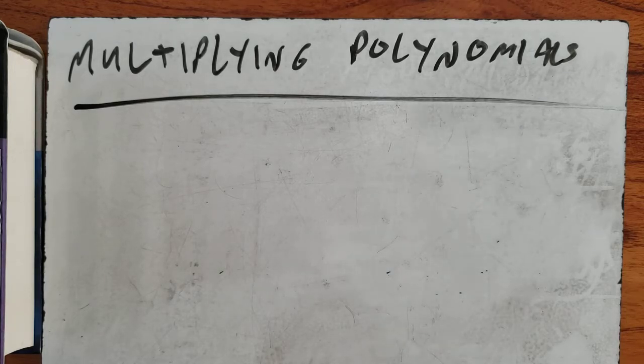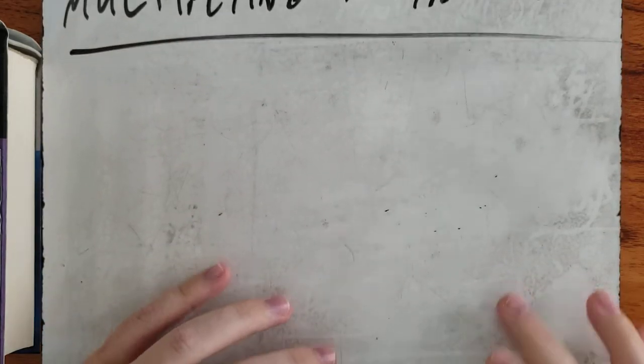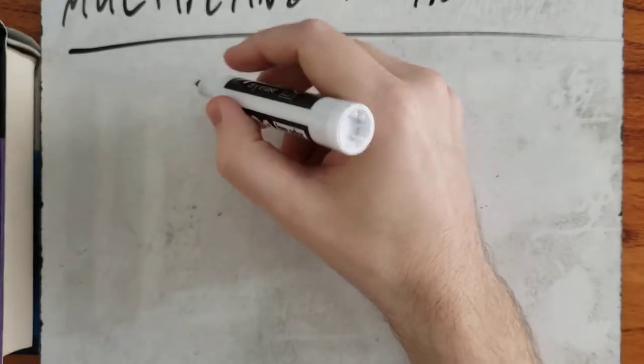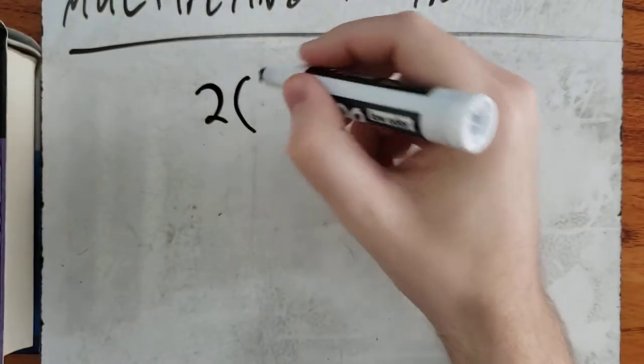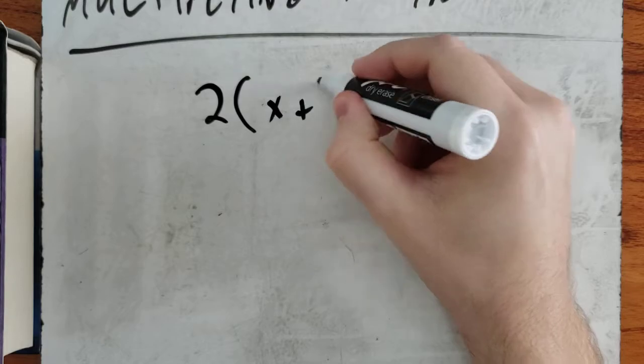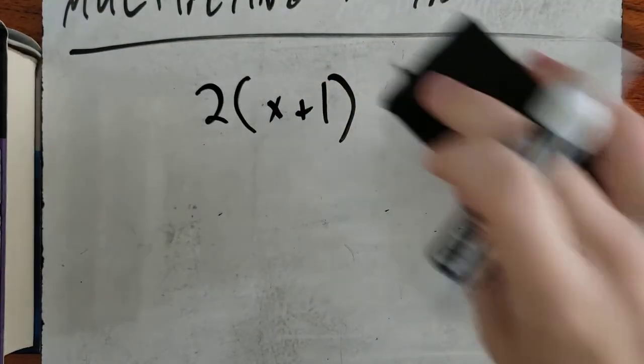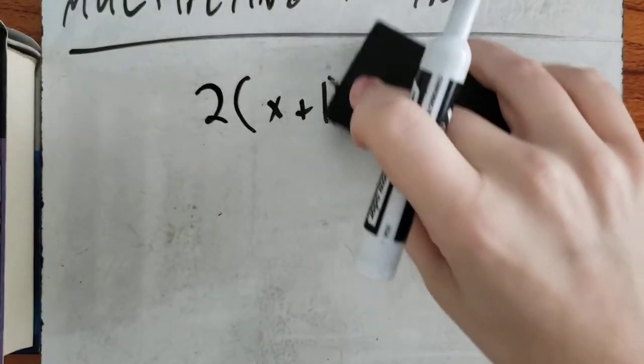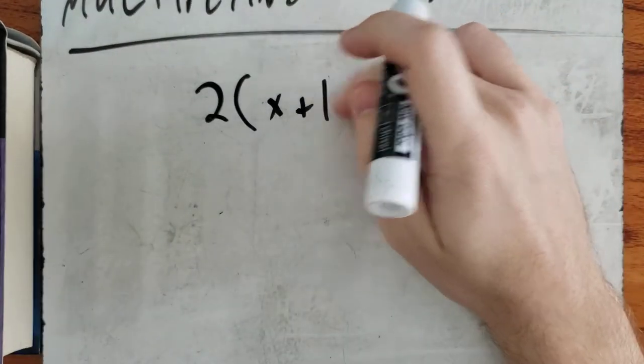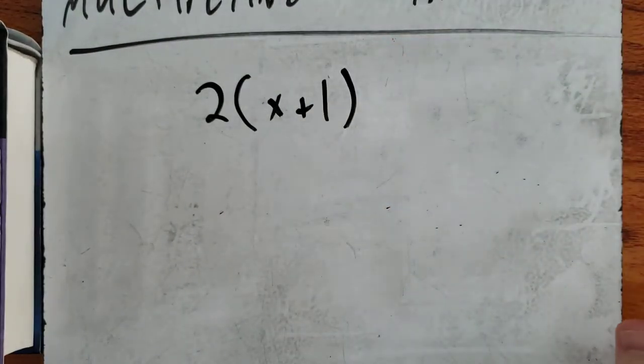So let's start off with something simple. Let's do 2 times x plus 1. Okay, so it's simple. Let me fix that. Yeah, 2 times x plus 1, right?